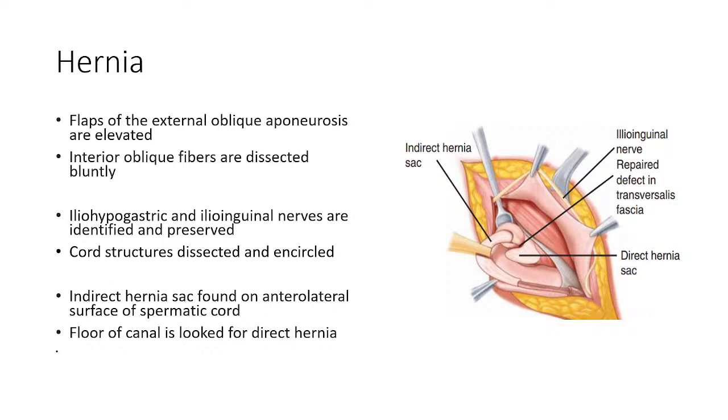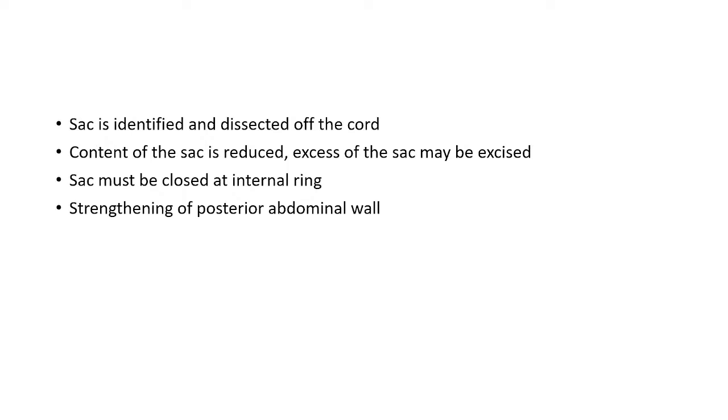There are a few nerves around it, like the iliohypogastric and ilioinguinal nerves. We identify and preserve them. Cord structures are dissected and isolated. Then those 4 principles we apply again. The sac is identified and dissected off the cord, the content of the sac is reduced and the excess sac is excised, the sac is closed at the internal ring, and posterior wall strengthening is done.